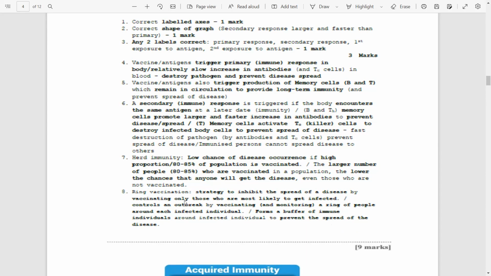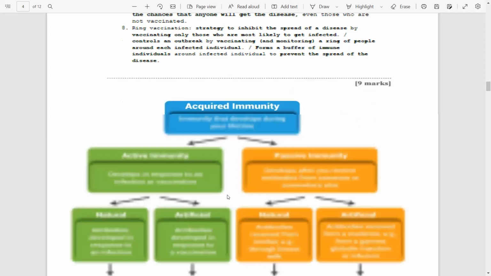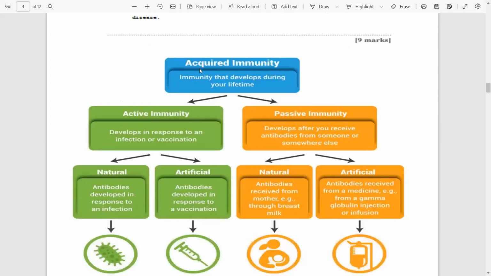So they're basically saying you can create immunity in individuals that helps to decrease the spread. You can also get herd immunity in a population that decreases spread, and you can also use the ring vaccination technique where you vaccinate individuals surrounding the person who has been infected to create a buffer zone. All right, so then this slide now was to remind you of the types of immunity.